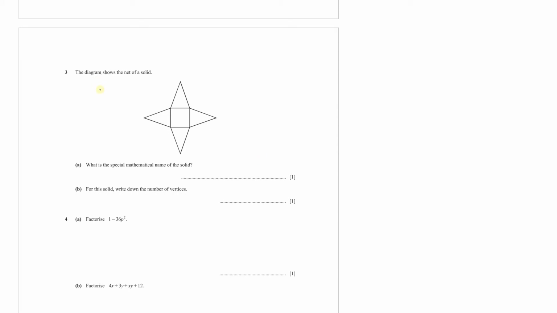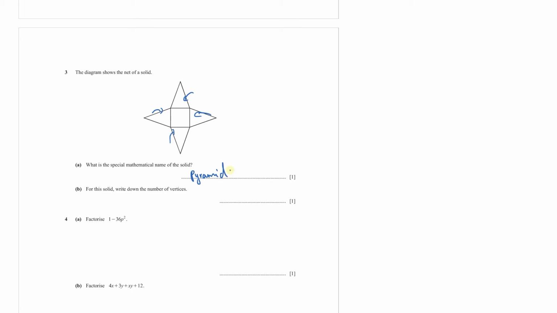Question number 3 is: the diagram shows a net of a solid. What is the special mathematical name for this solid? So if you look at this net, you have this square base and then you have these triangles. So if you fold these triangles upwards in 3D, you will get a pyramid with a square base. So this is a pyramid.